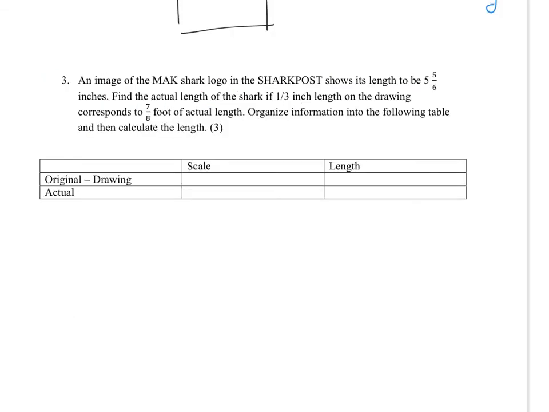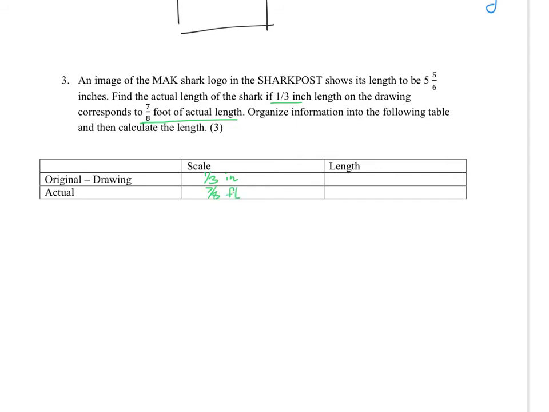Okay, so our last question here, which we didn't have time for in class, was this kind of shark logo question, where we have a logo in the shark post that measures a certain distance, 5 5/6 of an inch, and then we're supposed to find the actual length of the shark based on a scale of, it says 1/3 inch on the drawing corresponds to 7/8 of a foot in real life. Okay, so what this means is, for the scale, for every 1/3 of an inch on the drawing, the actual is 7/8 of a foot.